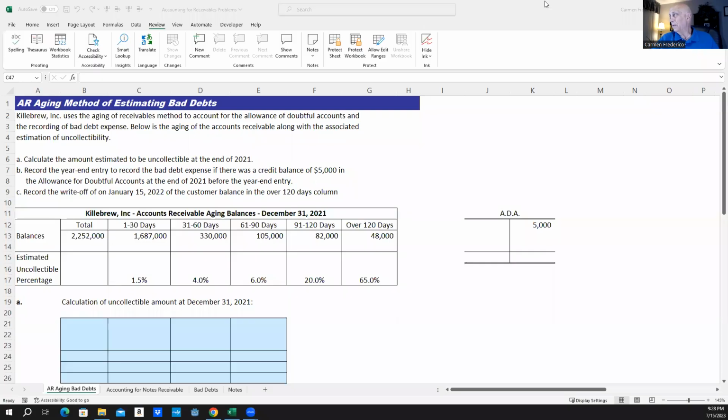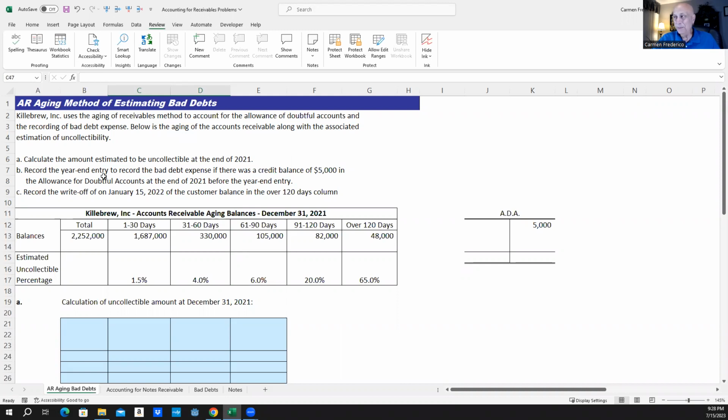All right, so let's look at the aging of receivables. I have a problem here that we're going to go over. Let me click on that and let's go right at it. So here's the aging of receivables method. We have this company called Killebrew Inc. that uses the aging of receivables method to account for the allowance for doubtful accounts and the recording of bad debt expense. Below is the aging of accounts receivable along with the associated estimation of uncollectability.